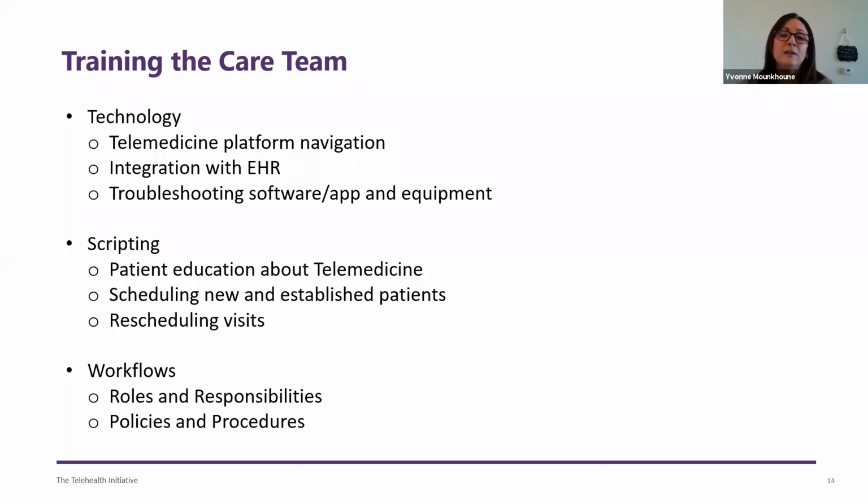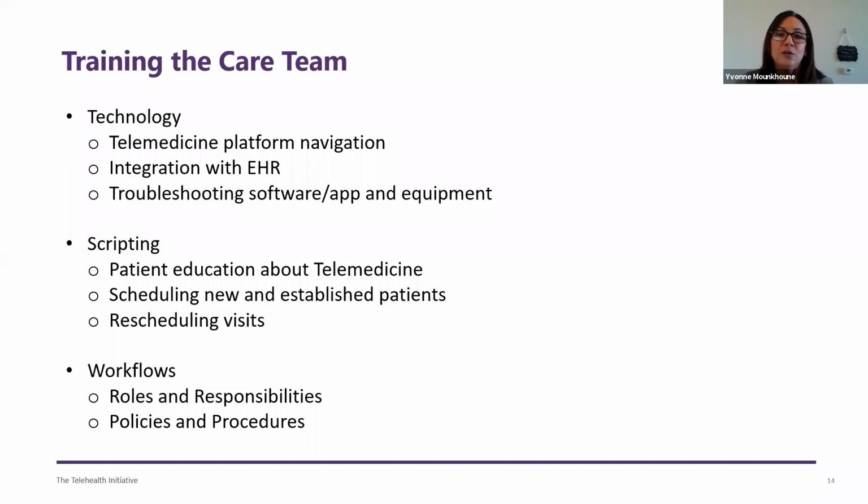You want to develop and train in some scripting. How are you going to educate your patients about telemedicine? What kind of things are you going to say to them? How do you want that presented? You want some scripting for your front desk staff or whomever is doing the scheduling, making sure that they have all the components necessary for the visit, that nothing is forgotten in the process of scheduling. And whether that's new and established patients, there might be different scripting for that.